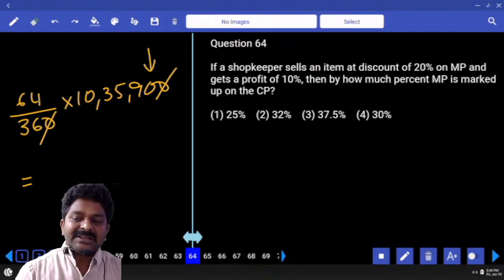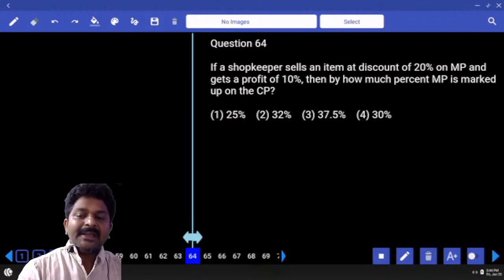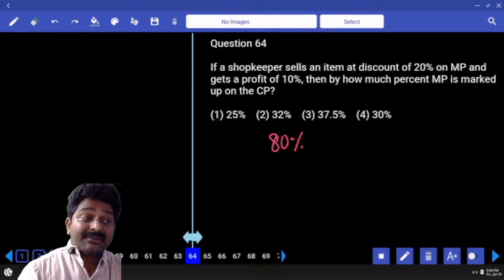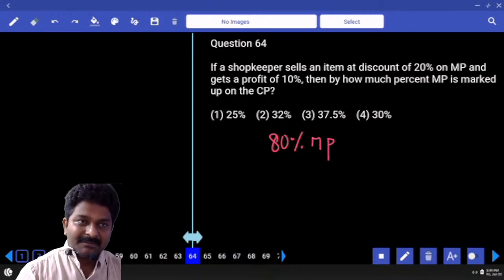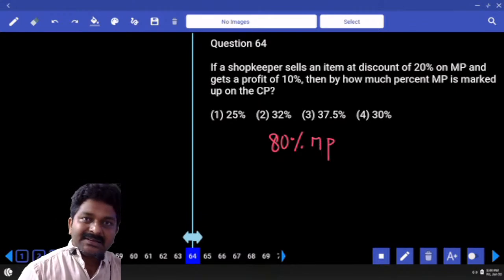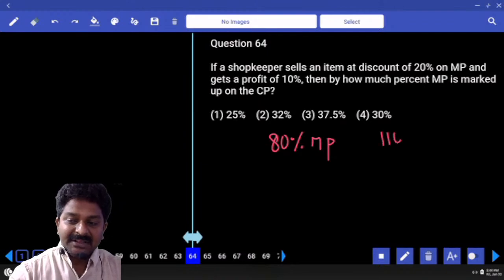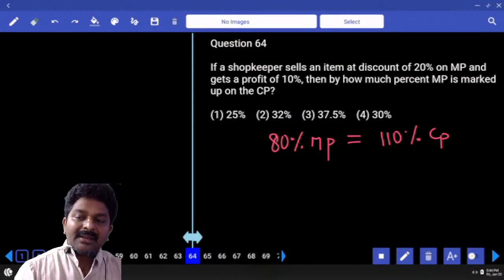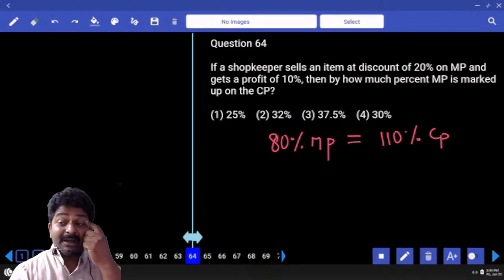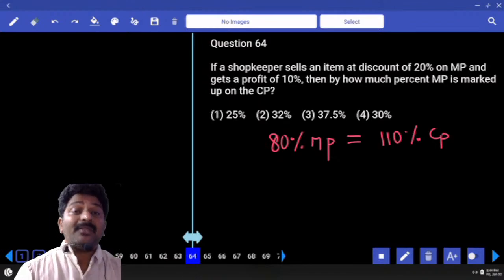If a shopkeeper sells an item at a discount of 20% on the market price and gets a profit of 10%. Now when he is giving 20% discount, he will sell the item at 80% of the market price. And in that case there is a profit of 10%, so it is equal to 110% of the cost price. And both are equal. Then, by how much percentage is the market price marked up upon the cost price?